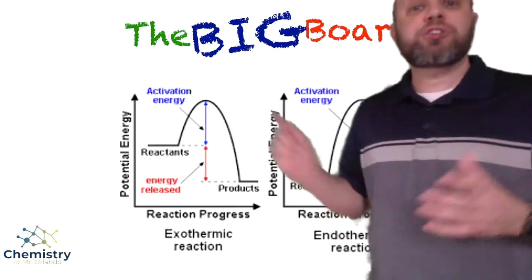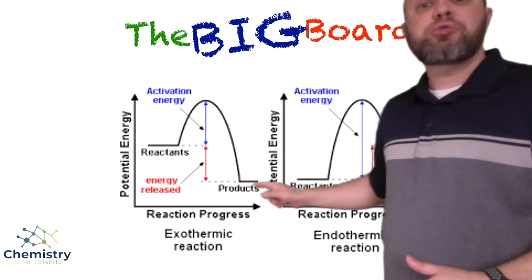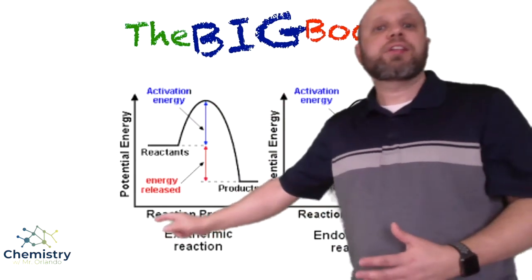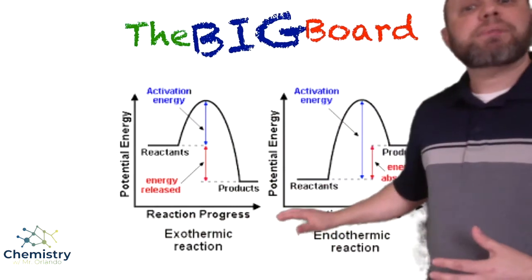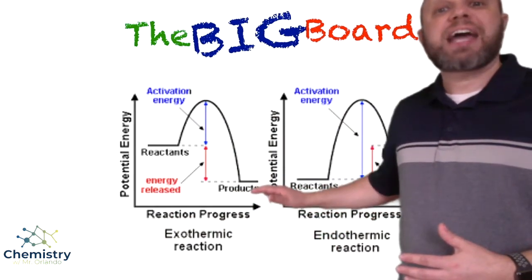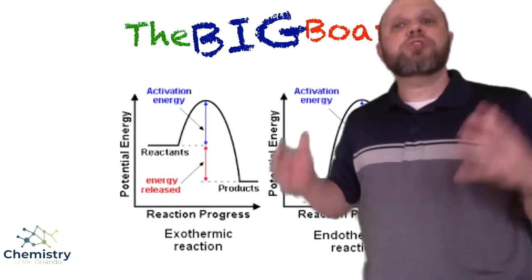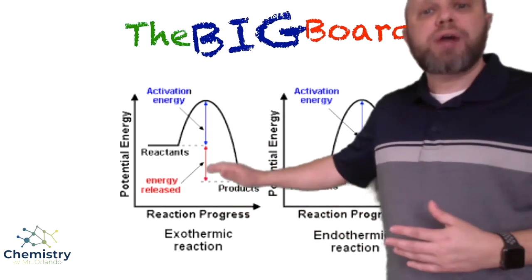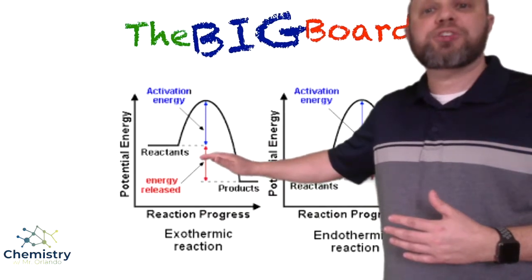Once the reaction starts, the energy is released, as you can see here, until you reach the product energy at the end of the reaction. So the left side of this represents the reaction at the beginning. The right side represents the reaction at the end. So because we have less energy at the end of the reaction than we did at the beginning of the reaction, this is called an exothermic reaction. That red spot here represents the energy that is released during the chemical reaction.